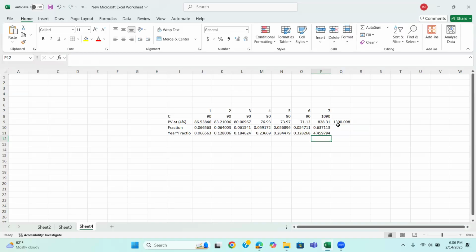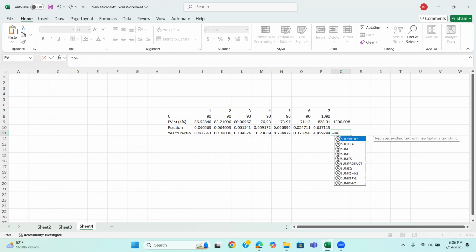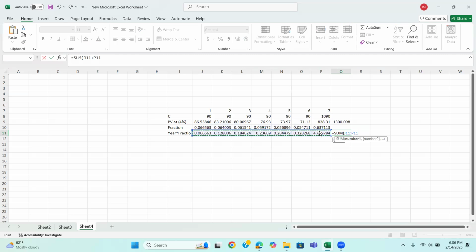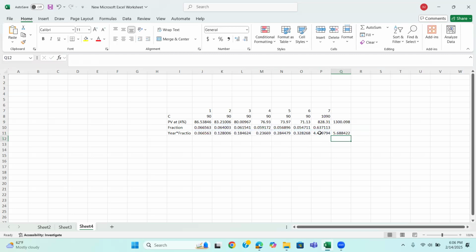This is the duration for each of the years, and then you can just sum up all the duration from year 1 to year 7. So this 5.69 is actually your duration of that bond.